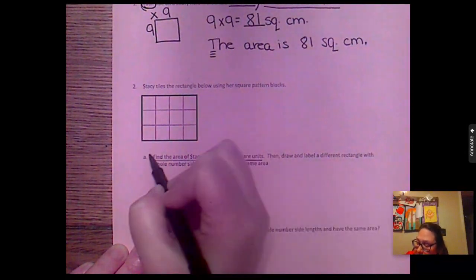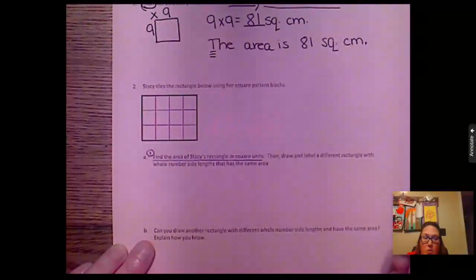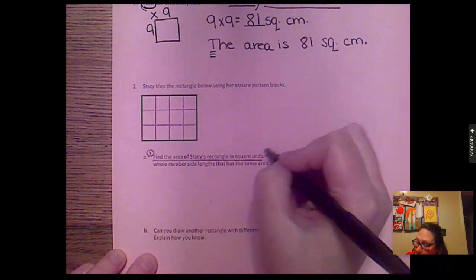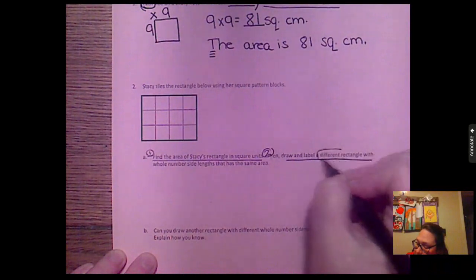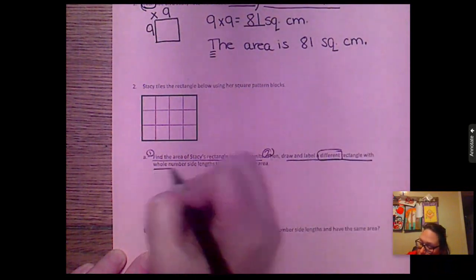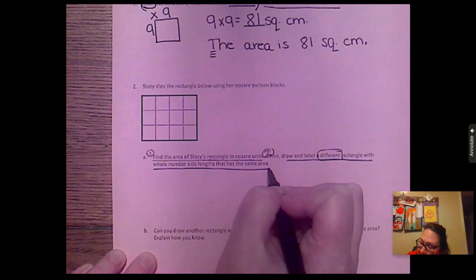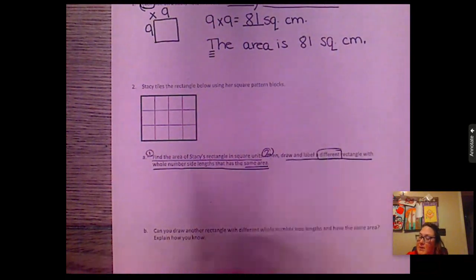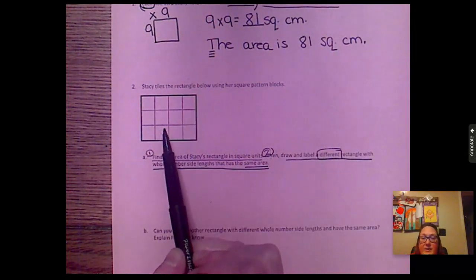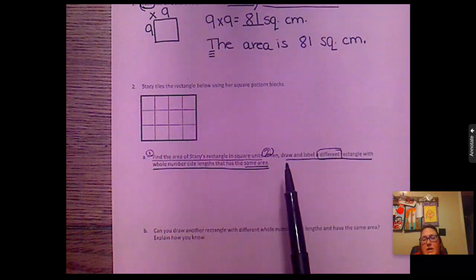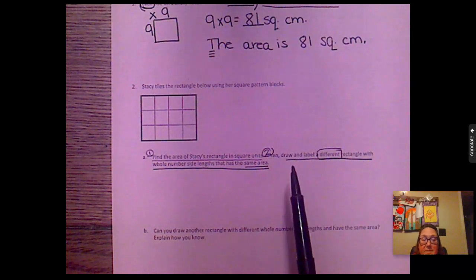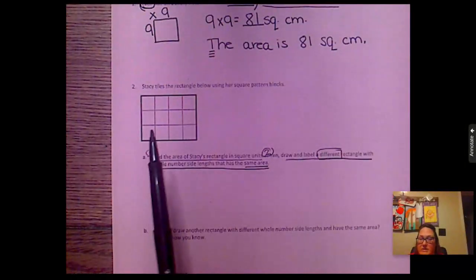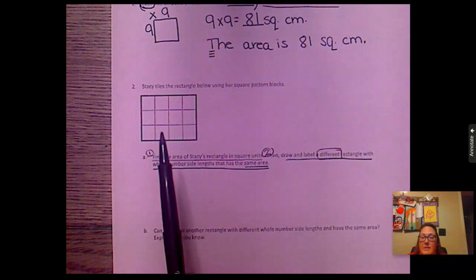Then, so this is like the first thing that I need to do. So I'm going to put a 1 right there. Then, that's the next thing I need to do. Draw and label a different rectangle with whole number side lengths that has the same area. So I want to find the area of this rectangle here. And then I want to make another rectangle that has the same area but different side lengths. So I'm not just going to use the commutative property and flip-flop. I want them to be completely different side lengths.